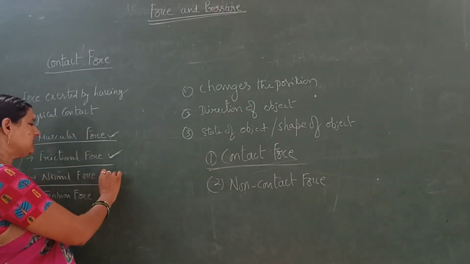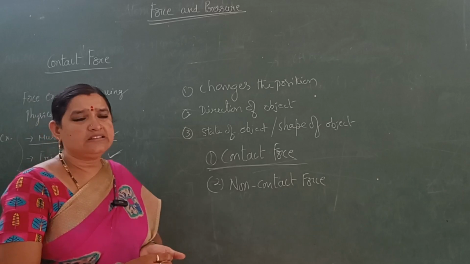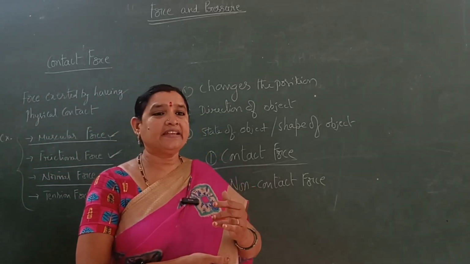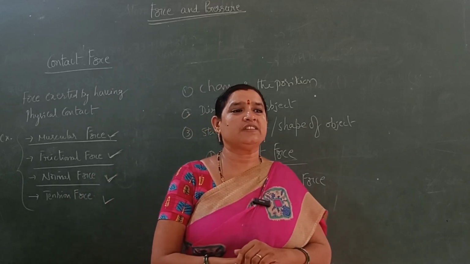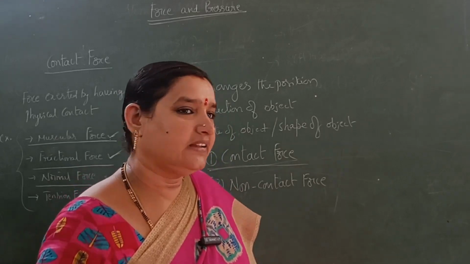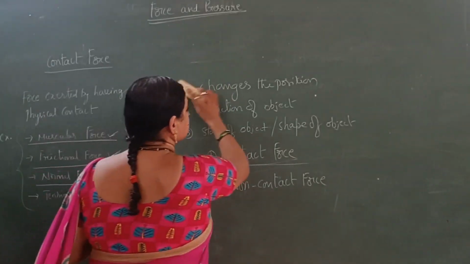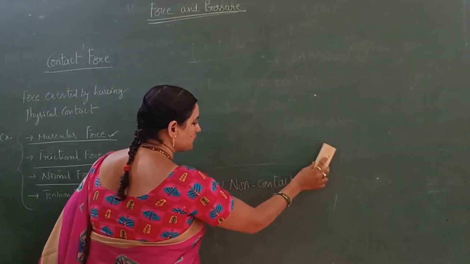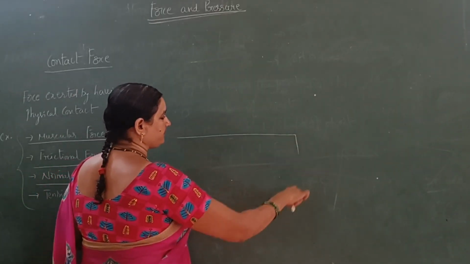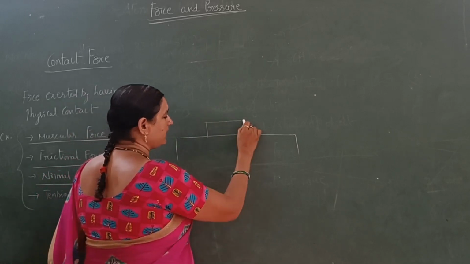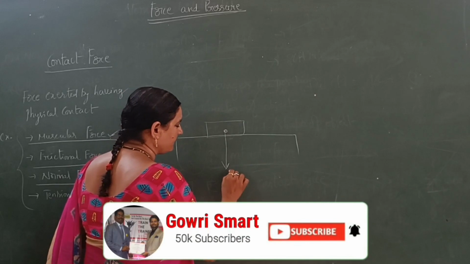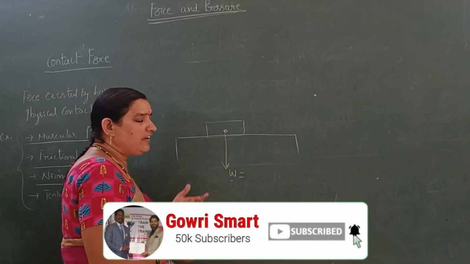The next one is normal force. What is a normal force? The force acting against the gravitational force is called normal force. Otherwise, the force that works normal to the surface is called normal force. For suppose, if we keep a book on a table, the center of mass, the gravitational force means the weight of the body.